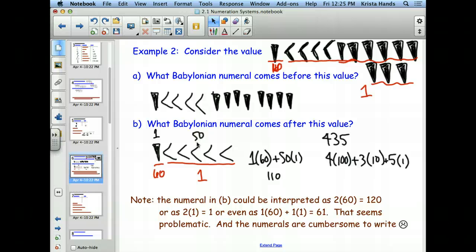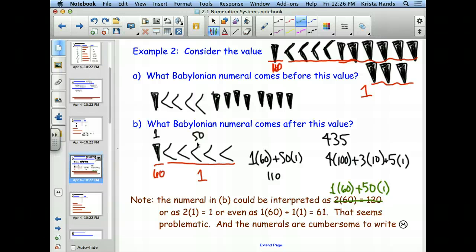Yeah. Now here's something that's interesting. This numeral in part B could be interpreted as, oh, that's because I changed my problem. I wrote it down differently. So this is not going to match now. So just a second, I'll fix this. It could be interpreted as what we just did, which is 1 times 60 plus 50 times 1. Okay, sorry, I left a symbol out, and so now things don't look right.